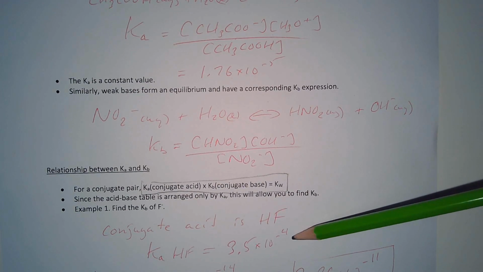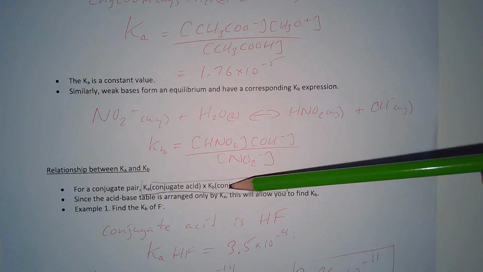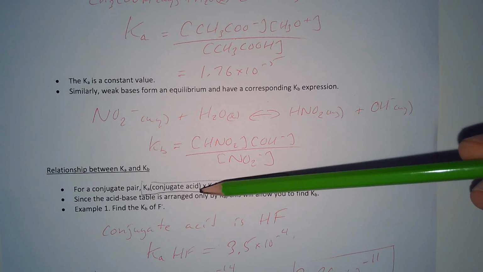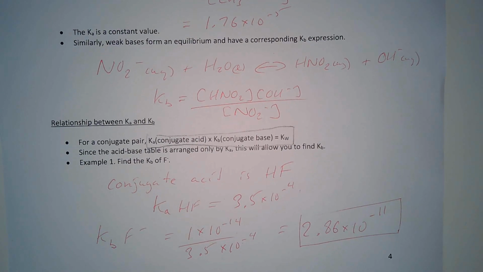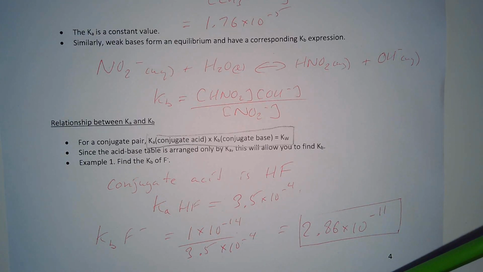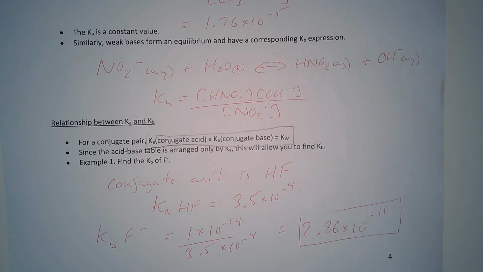Okay, so that's in the back of the book. And so now you use this relationship here to solve for Kb. So Kb is going to equal Kw divided by Ka of the conjugate acid. So this is going to equal 1 times 10 to the negative 14 divided by 3.5 times 10 to the negative 4. Okay, and so this is going to be the Kb for F minus. Okay, so doing that, that's how you go about getting the Kb value.